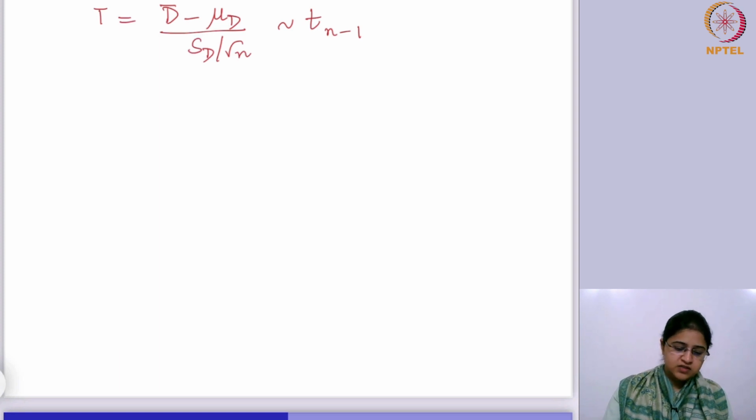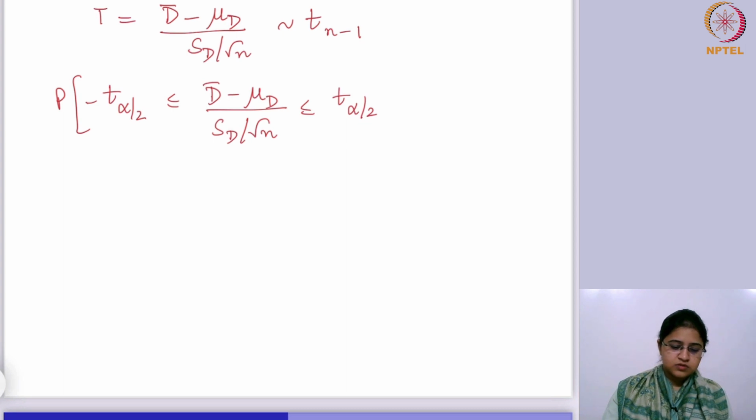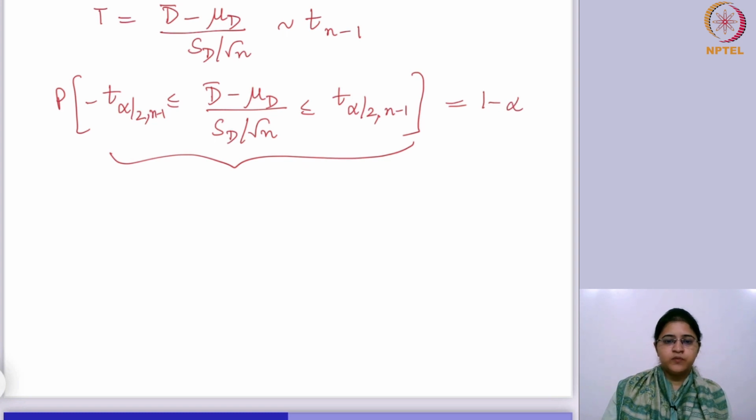So now again, the same thing we can use: minus T alpha by 2 less than or equal to (D bar minus mu D) over (SD over root n), less than or equal to T alpha by 2, with n minus 1 degrees of freedom on both sides. This probability is 1 minus alpha. If we just look at this interval now and simplify this, what will it be?